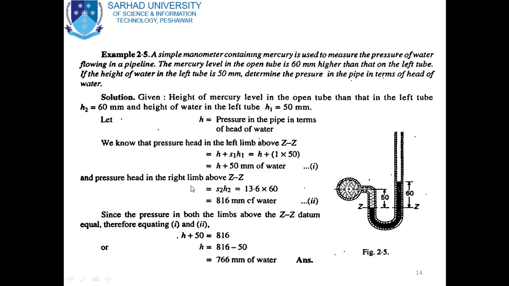And pressure in the right limb above ZZ is equal to S2 H2. This is the right limb, and pressure in this right limb is equal to S2 multiplied by H2, where S2 is the specific gravity of the liquid in this tube. S2 is equal to 13.6, since we have the heavy liquid mercury, and its specific gravity is 13.6, multiplied by 60, we get 816 mm of water.